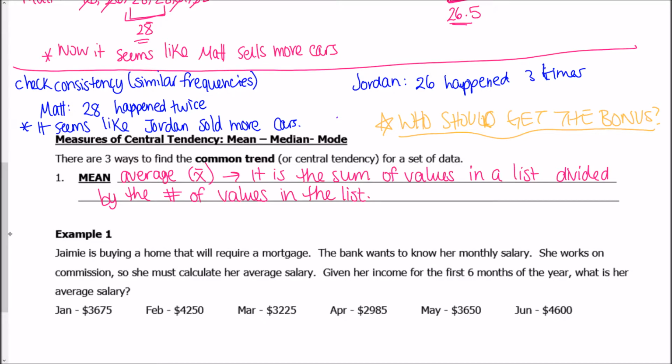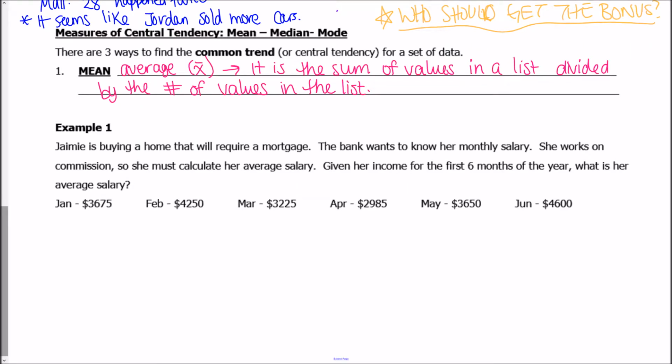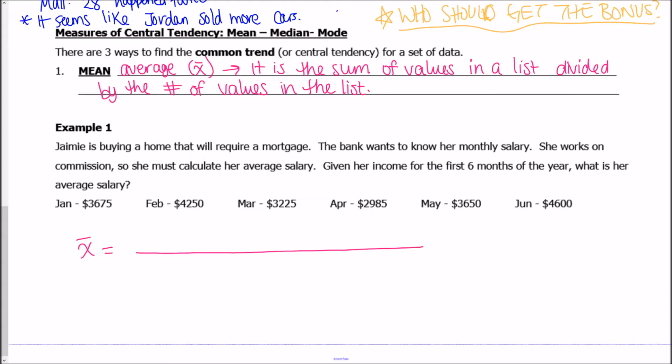Okay, so looking at example 1, it says Jamie is buying a home that will require a mortgage. The bank wants to know her monthly salary. She works on commission, so she must calculate her average salary. Given her income for the first 6 months of the year, what is her average salary? So to find her average salary, or X bar, you need to just add up all of these numbers and divide it by however many there are. In this example, there are 6 total months. So let's go ahead and add them up.